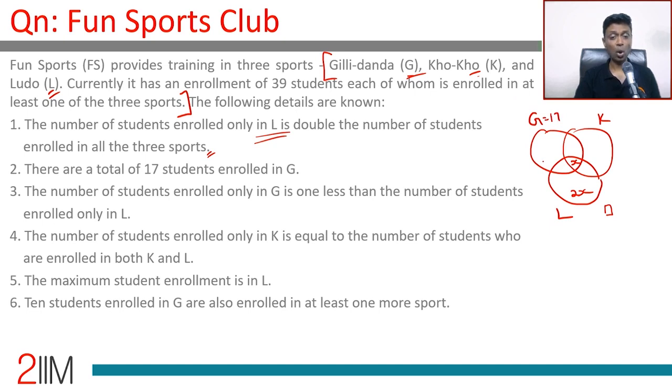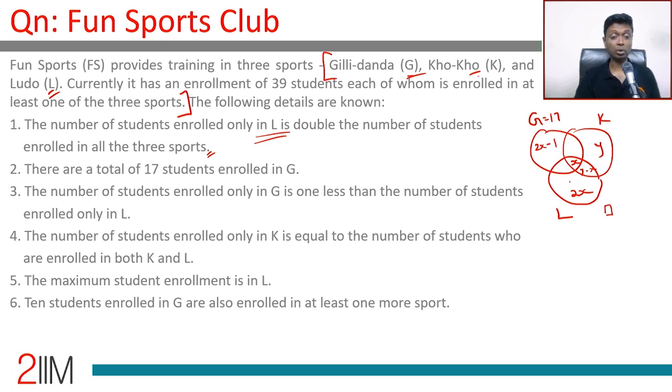The number of students enrolled only in G is 1 less than the number of students enrolled only in L. This is 2x, this is 2x minus 1. The number of students enrolled only in K is equal to the number of students who are enrolled in both K and L. Both K and L is this put together. That is nothing but only in K. If this is y, this will be y minus x.